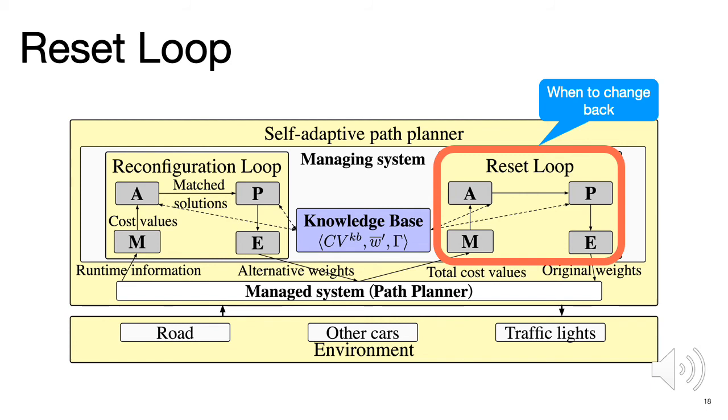And then finally, the reset loop. This loop is only running when we are using the alternative weights, and it will decide when to change back to the original weights. As for the procedure, it will first collect the total cost values, and then analyze whether it is below the threshold tau in the knowledge base. And if the answer is yes, then it will return to the original weights.